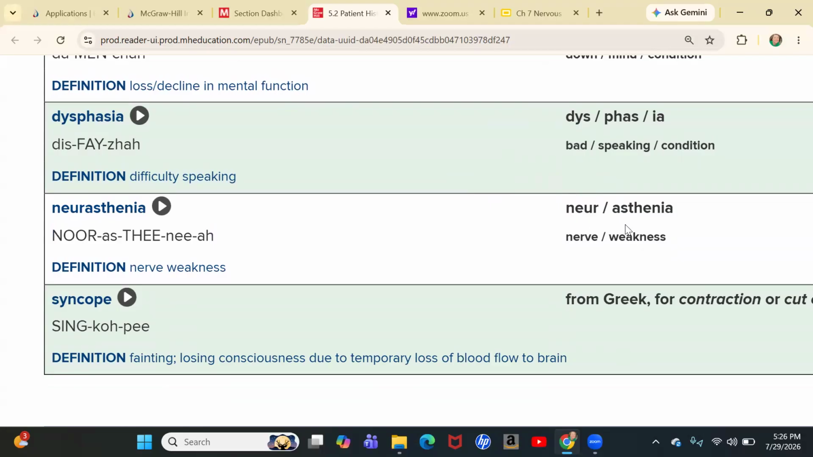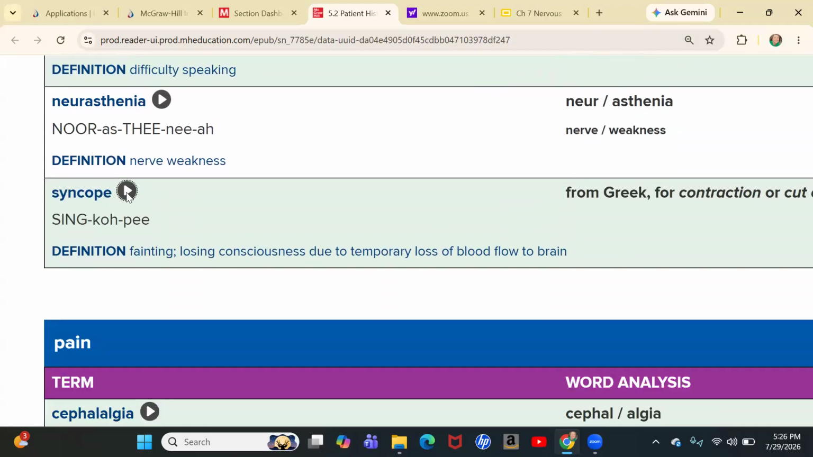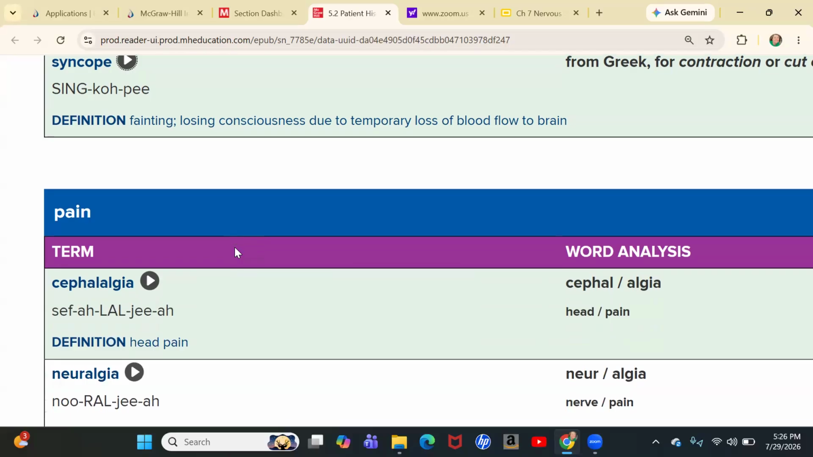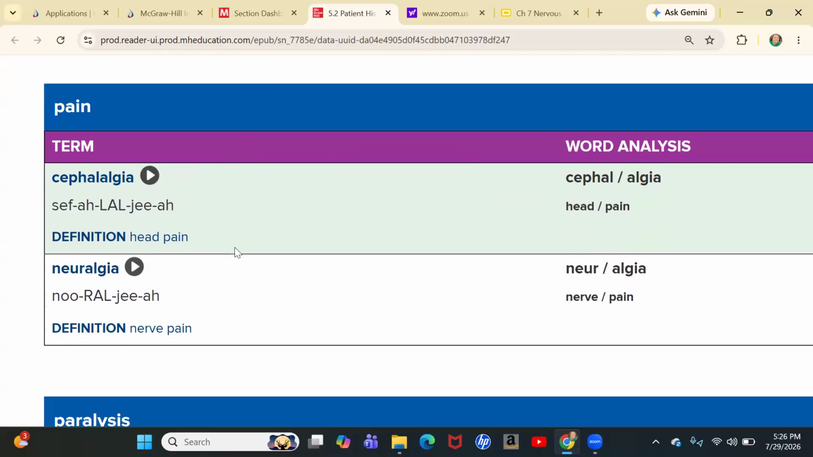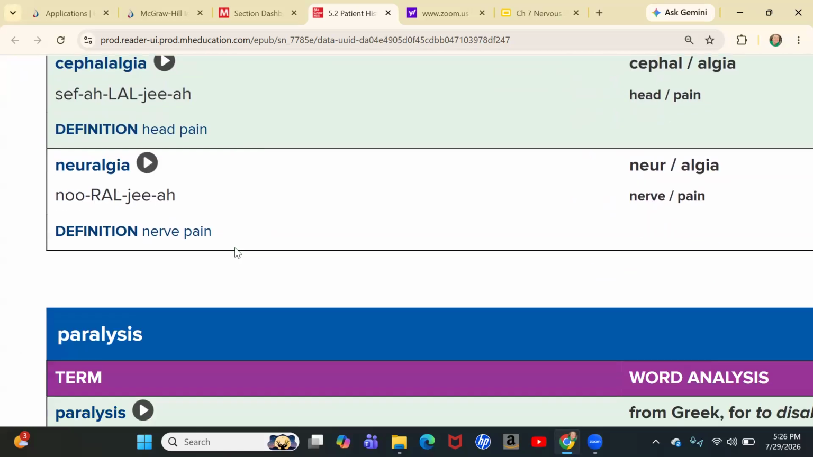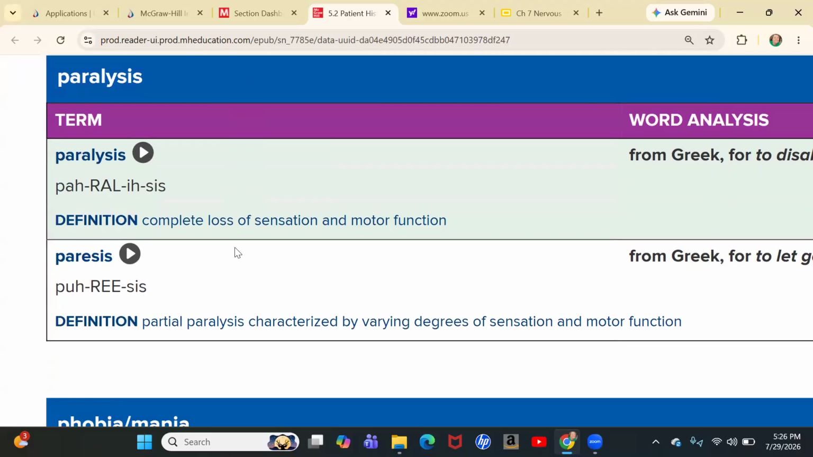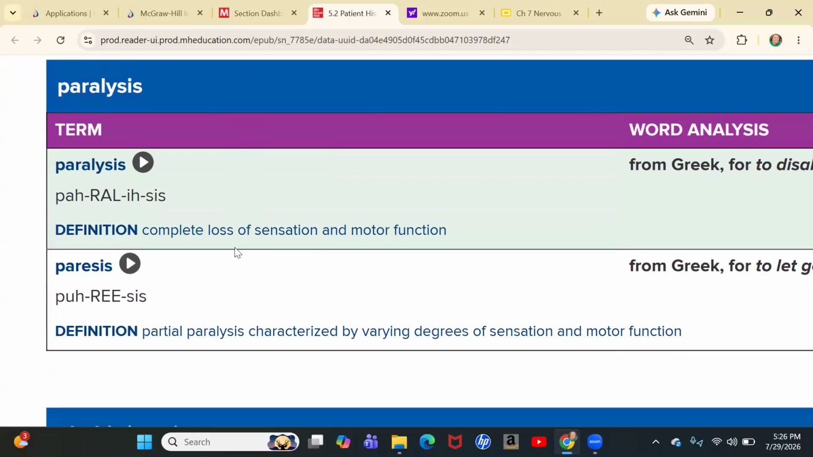Neurasthenia here, nerve weakness, and syncope. Syncope meaning fainting or temporary loss of consciousness. Pain in the nervous system. Okay, cephalgia, pain of the head, neuralgia, pain in a nerve, and then your different types of paralysis or pareses.